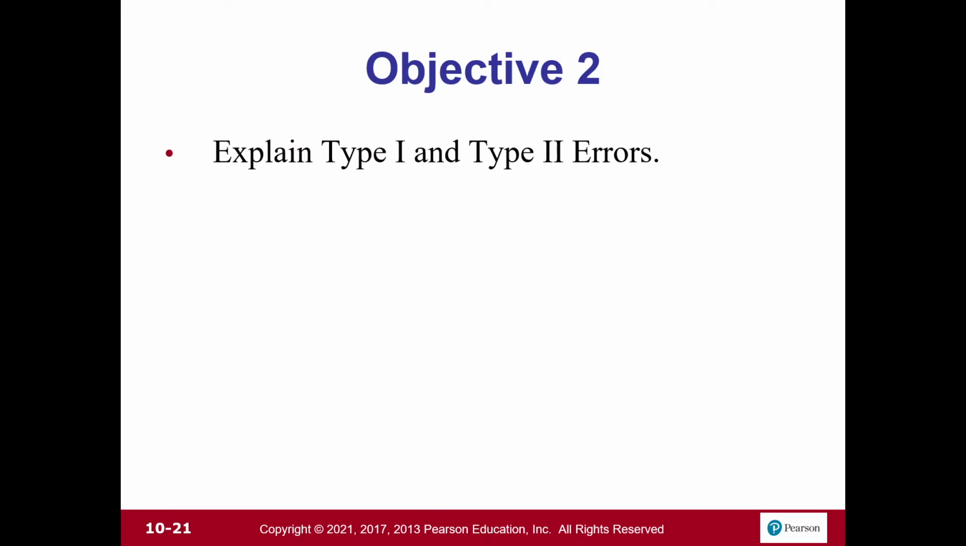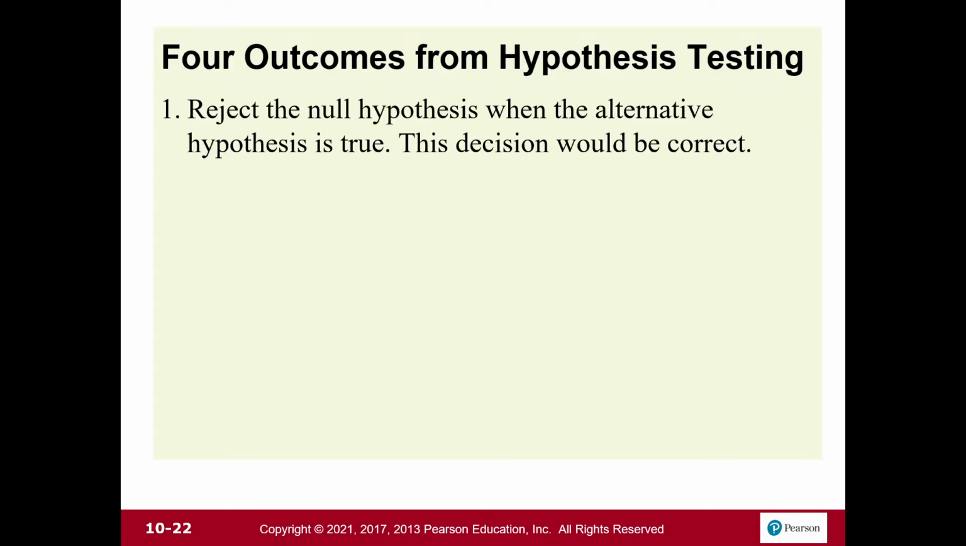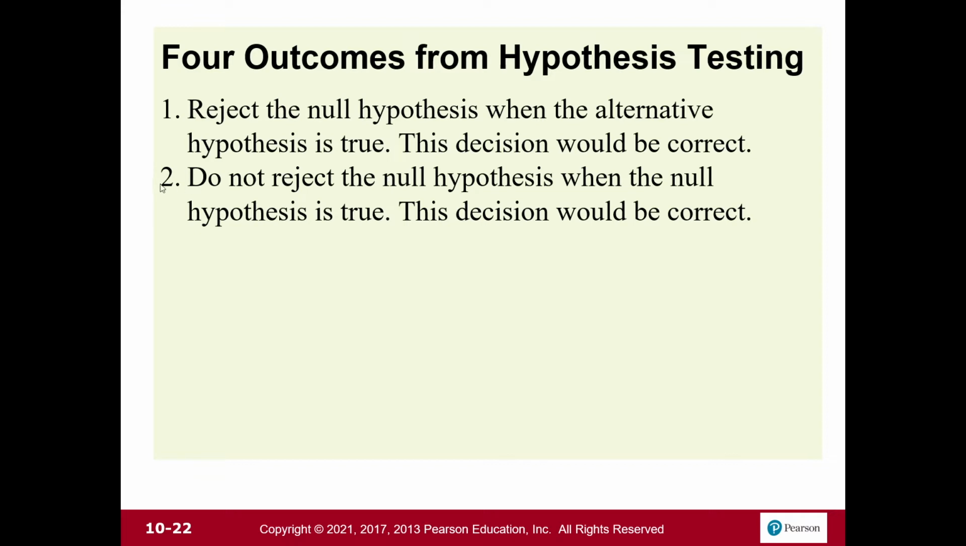All right, we're going to look into explaining type 1 and type 2 errors now. So there's basically 4 outcomes from hypothesis testing. Number 1, you can reject the null hypothesis when the alternative hypothesis is true. This decision would be correct. Number 2, we could not reject the null hypothesis when the null hypothesis is true. This decision would be correct.